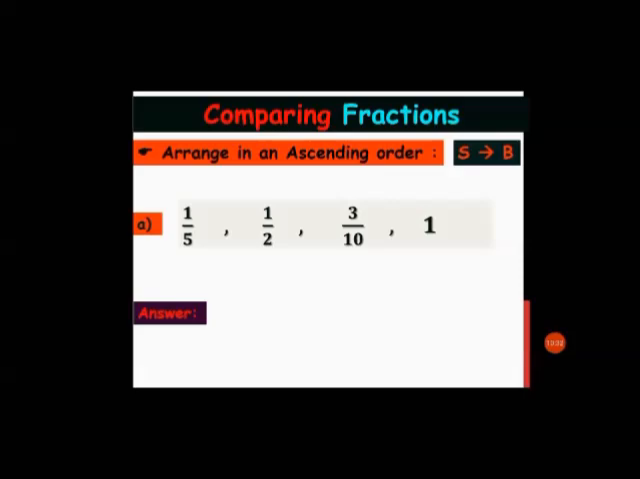So I notice here 1 over 5. We have to look to the denominators first. I have 5, 2, 10, and then I have number 1, which is the easier case. I can put same number over each other.